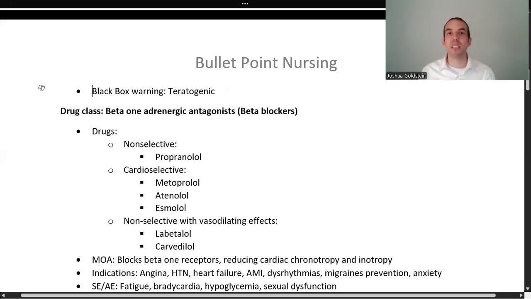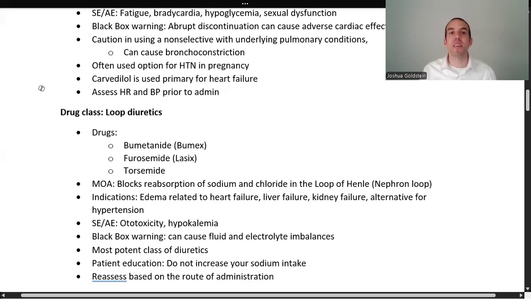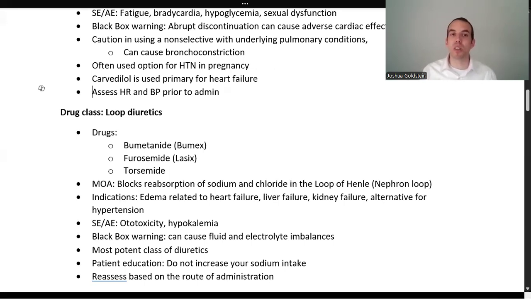So again, so far we talked about ACEs and ARBs. They're going to reduce the afterload. Beta blockers are going to work to reduce the actual work of the heart, plus make the heart more efficient in terms of their contractions. And then finally, we have the diuretic. So for heart failure, most commonly, we would use a loop diuretic, maybe a low-dose furosemide to start off with. And this works by diuresing.